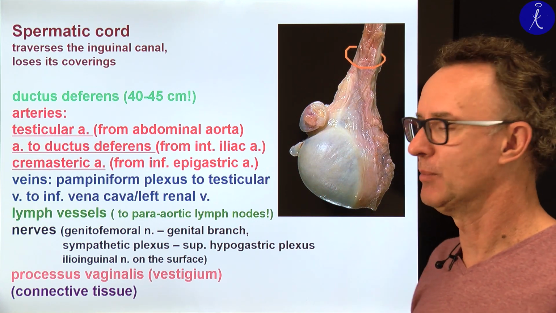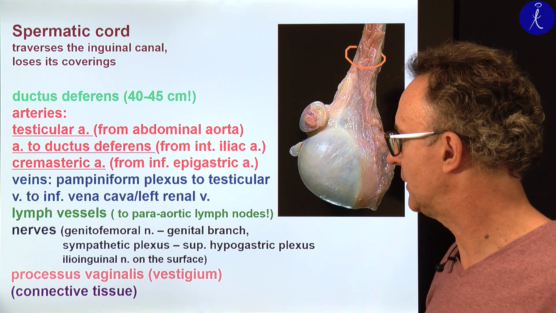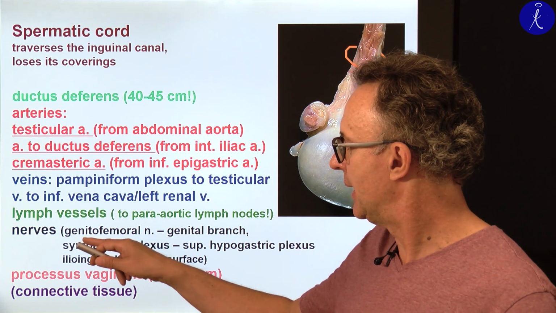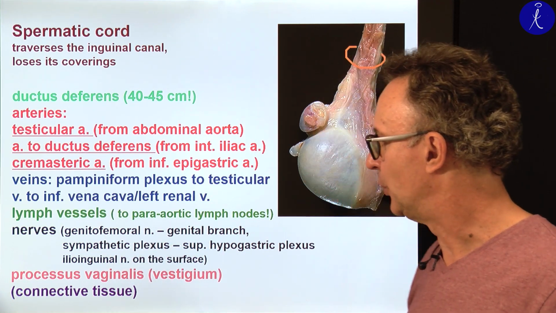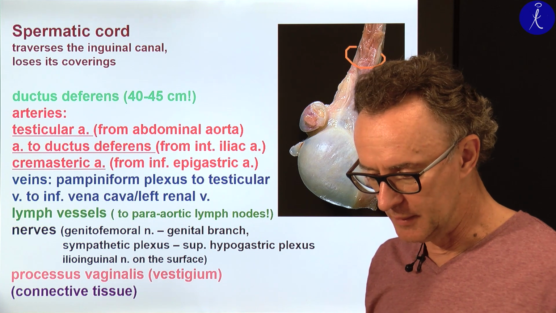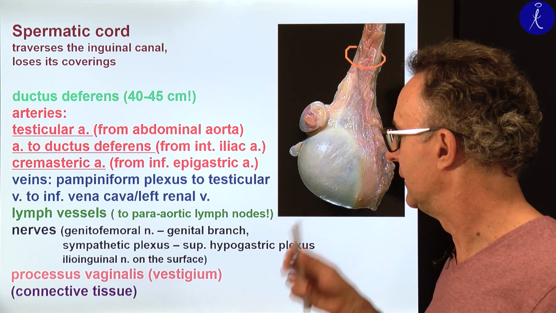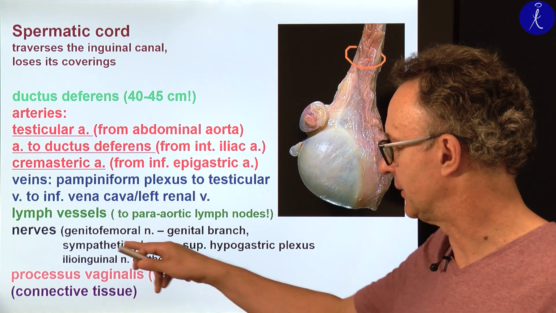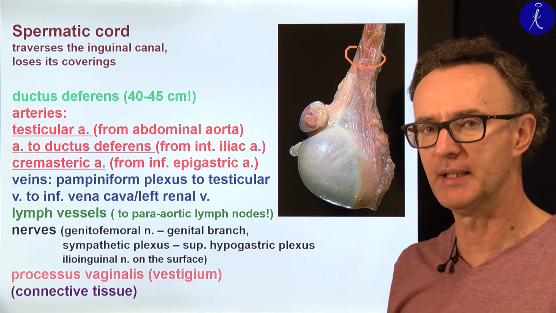In men, it has motor fibers, somatomotor fibers as well, for innervating the cremaster muscle. Otherwise, it has sensory fibers for the skin of the scrotum. And it has a sympathetic plexus, which innervates the smooth muscle of the duct system of the male genitalia, including the vas deferens smooth muscle. This is important for the ejaculation. So this is under the control of the sympathetic innervation through the superior hypogastric plexus.